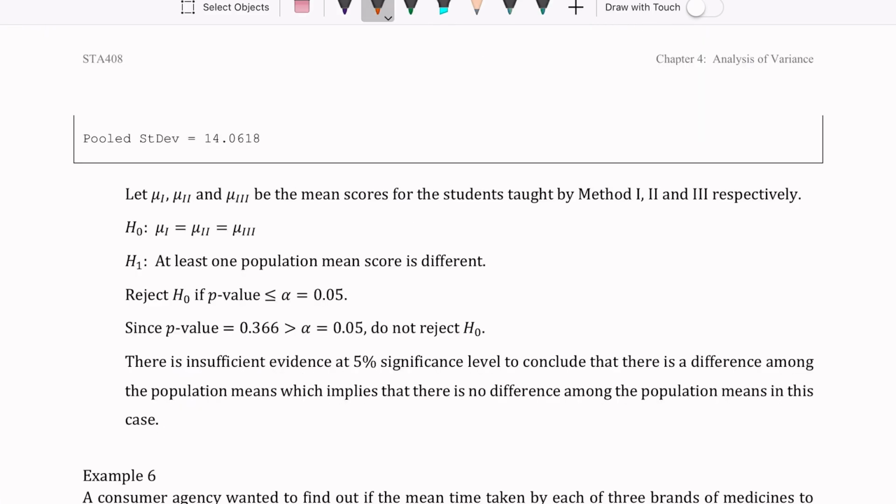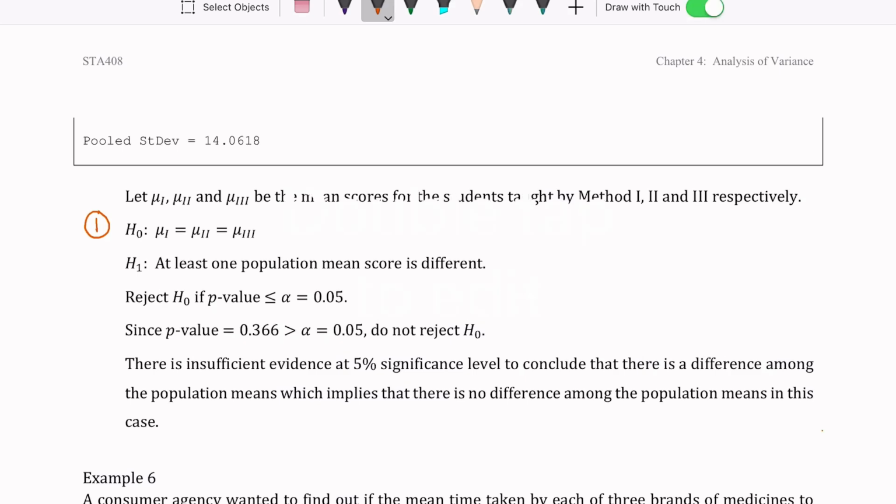Let mu1, mu2, and mu3 be the mean score of students taught by method 1, 2, and 3 respectively. So we have step number 1, we state our null and alternative hypothesis. Our null hypothesis: mu1 equal to mu2 equal to mu3. And alternative hypothesis: at least one population mean is different. Step number 2 is to state your alpha value.